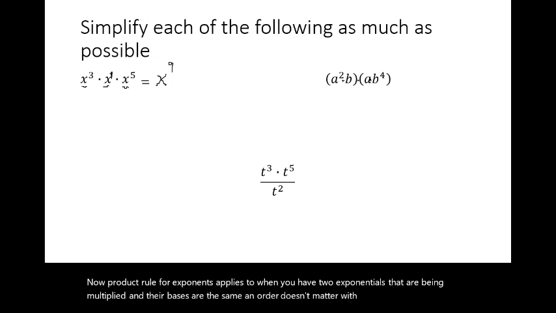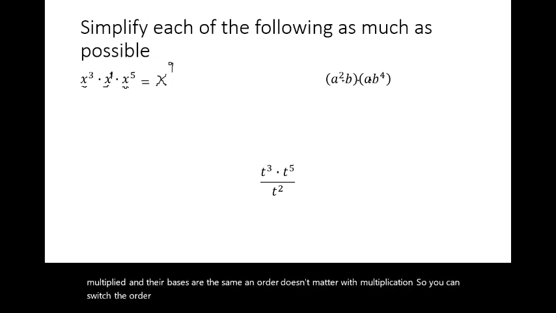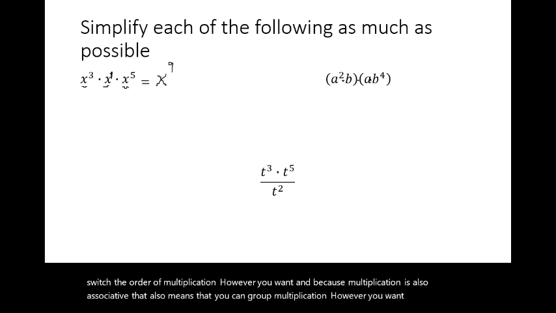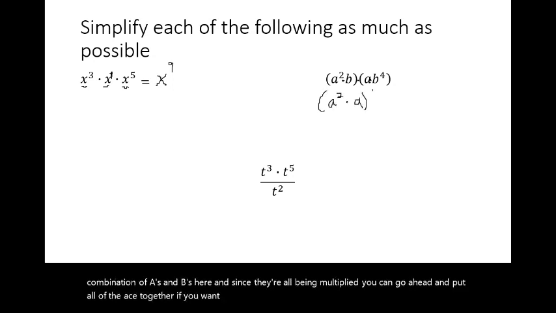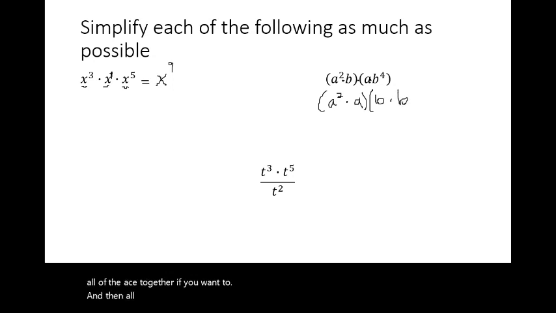So you can switch the order of multiplication however you want. And because multiplication is also associative, that also means that you can group multiplication however you want. So I have a combination of a's and b's here. And since they're all being multiplied, you can go ahead and put all of the a's together if you want to, and then all of the b's together. And you can do that because order doesn't matter with multiplication.